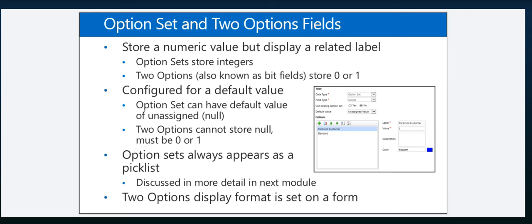One thing, option sets always appear as a pick list. However, you can change the appearance of two option sets. So instead of being a yes/no radio button, they could be a drop-down list, or they could also be a checkbox, for example.